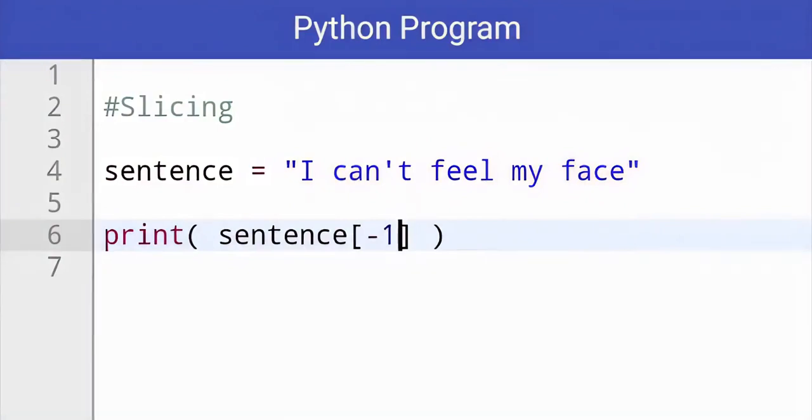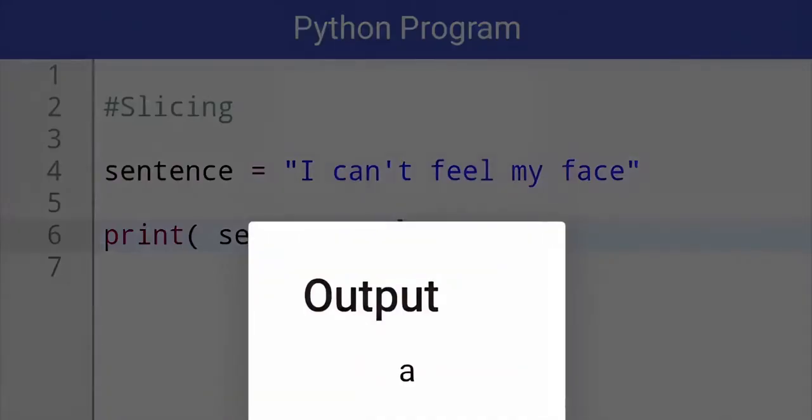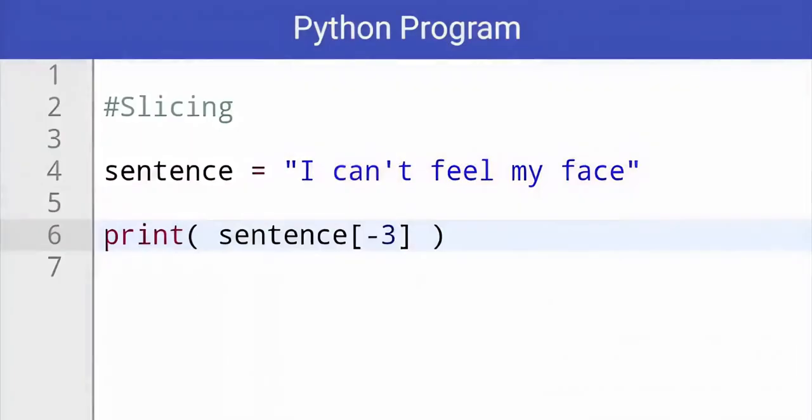And in the same way, if I wanted to access the third last character, the second last character will be -2, and the third last would be -3. So in this case, if I put -3 here, as you can see, the third last character is A.